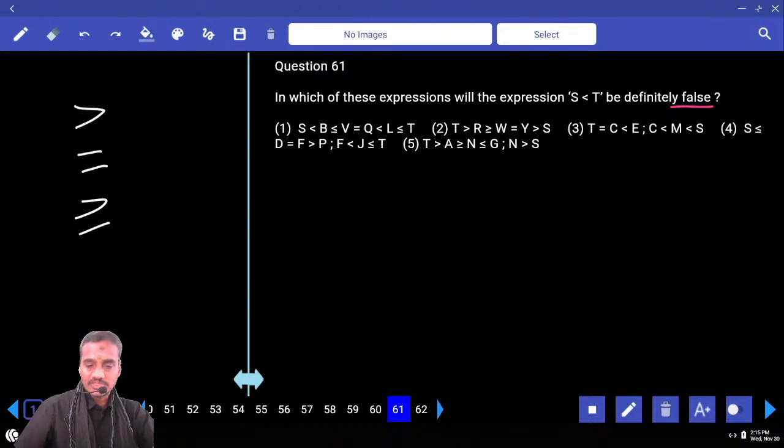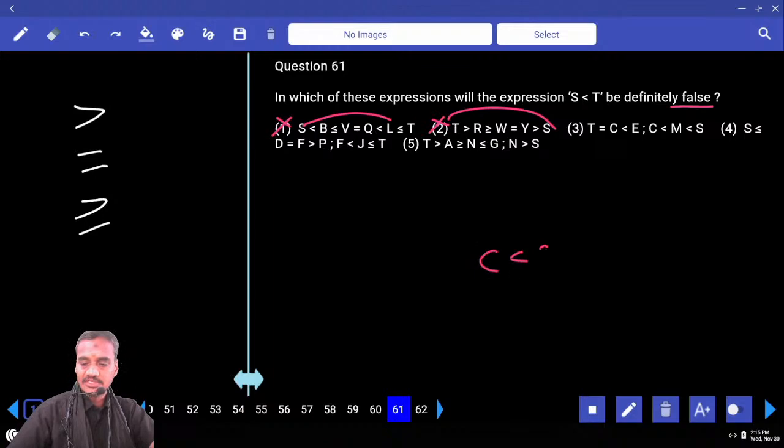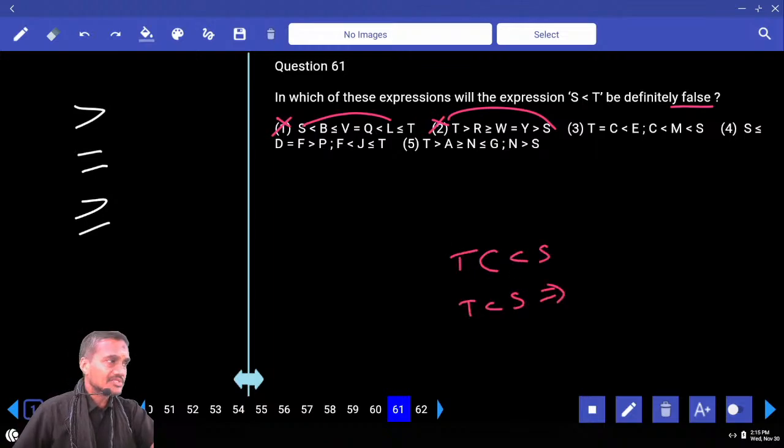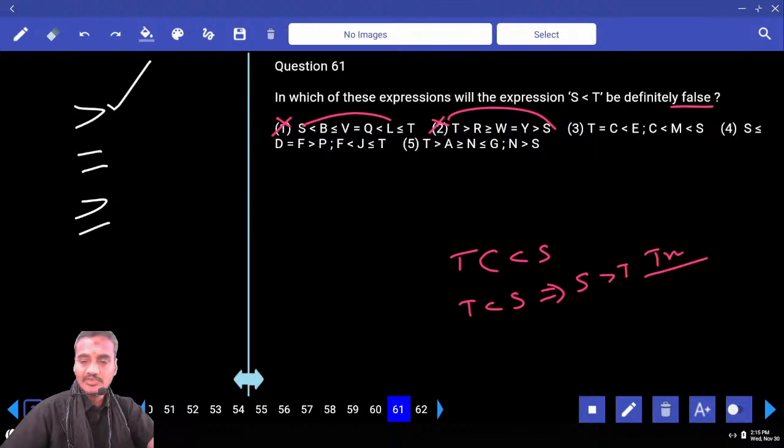Then coming to the first choice: S lesser than T, that becomes true here. Isn't it? Choice 1 cannot be your answer. And T greater than S means S lesser than T is also true, so it cannot be your answer. Then in this one, S lesser than C, C equals to T, that is T lesser than S is true. If T lesser than S is true, S greater than T is true. If S greater than T is true, we have proven it, that means S lesser than T will be definitely false.